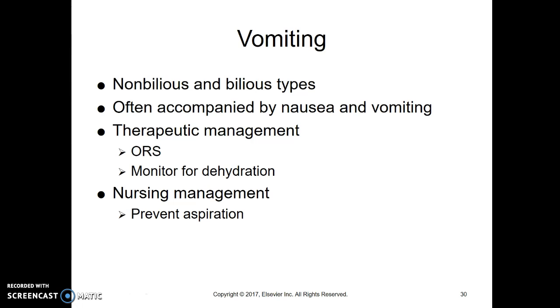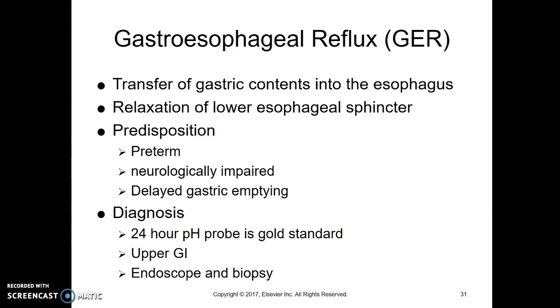The treatment, sort of like any other thing that can get you dehydrated, we want to use oral rehydrating solutions. We want to replace water and electrolytes together and then watch for dehydration. How much fluid are they losing? And think about aspiration precautions. If you're vomiting, you can aspirate that and get that down into your lungs, and now you have pneumonia to go along with it. So prevent that.